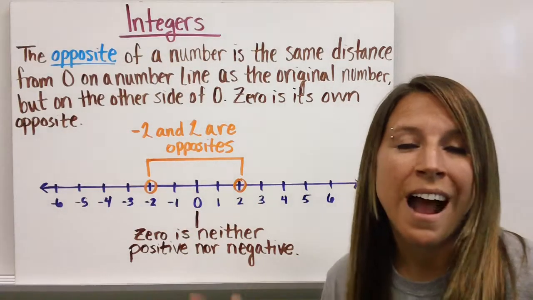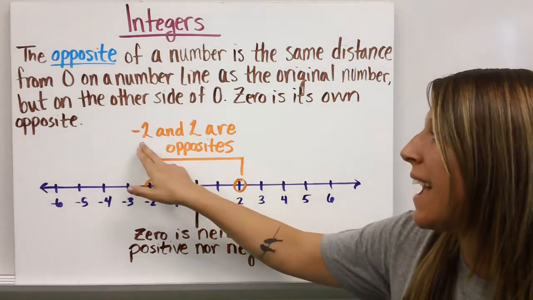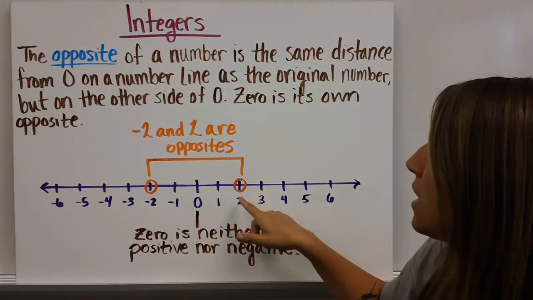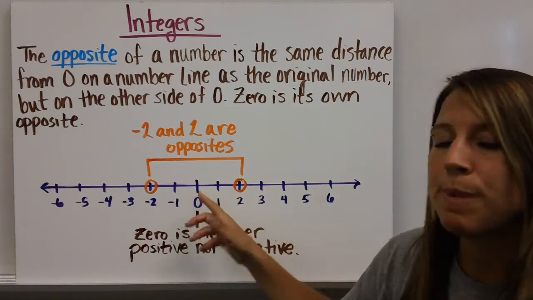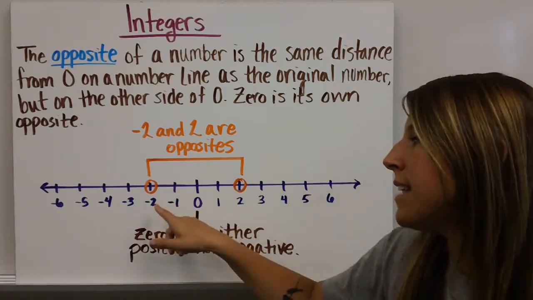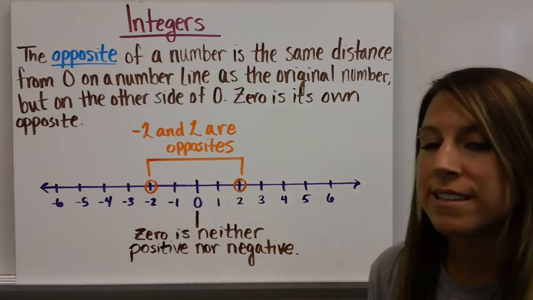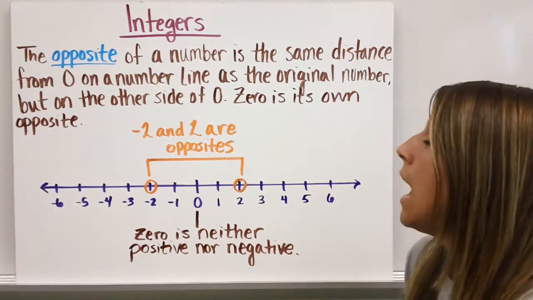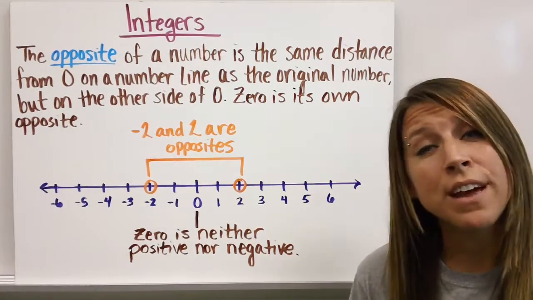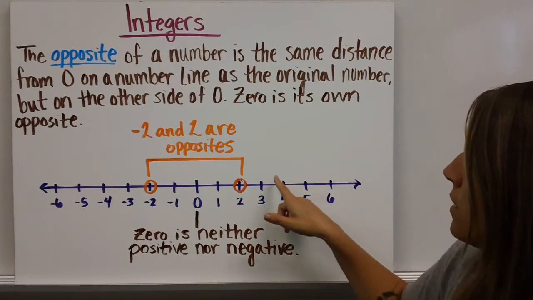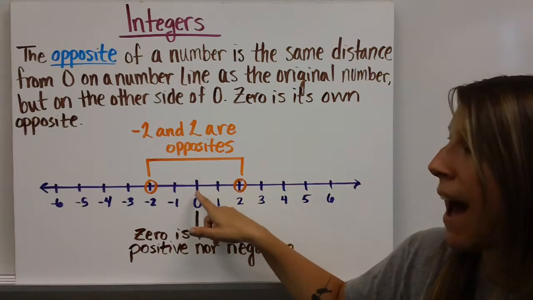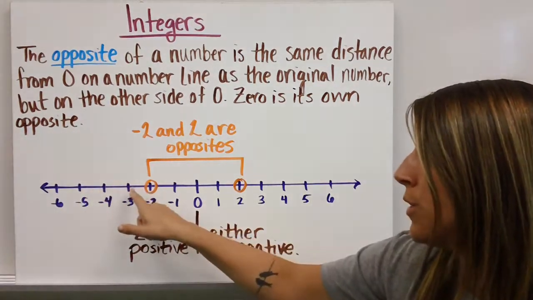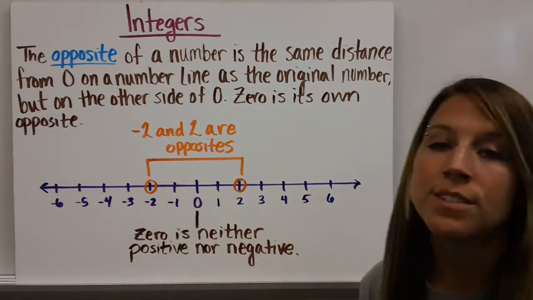This is represented here on the number line, where I can tell you that -2 and 2 are opposites because they are the same distance from 0. Here 2 is 1, 2 spaces away from 0, and likewise -2 is 1, 2 spaces away from 0. 0 is neither positive nor negative. Another example of an opposite would be 5 and -5. 5 is 1, 2, 3, 4, 5 spaces from 0, and its opposite, -5, is also 1, 2, 3, 4, 5 spaces from 0.